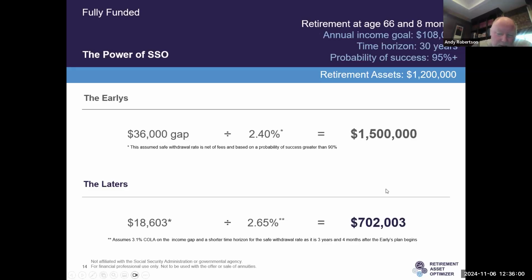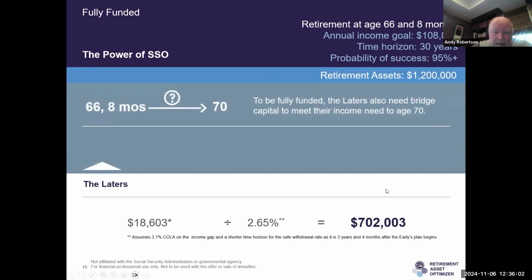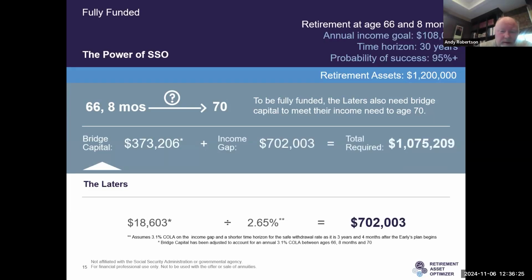However, if the intent is to retire at 66 and 8 months and not take benefits until 70, then we have an additional dimension here that we've got to consider, right? So if they opt to delay and take benefits later, then they're going to have to self-fund their income need from FRA to 70. We call that the bridge period. And the amount of capital they need to use to fund that bridge period, we call the bridge capital. So in this case, we're assuming no income beginning at 66 and 8 months. We're going to fully fund the 108,000, inflation adjusted at 3.1% until they're 70.